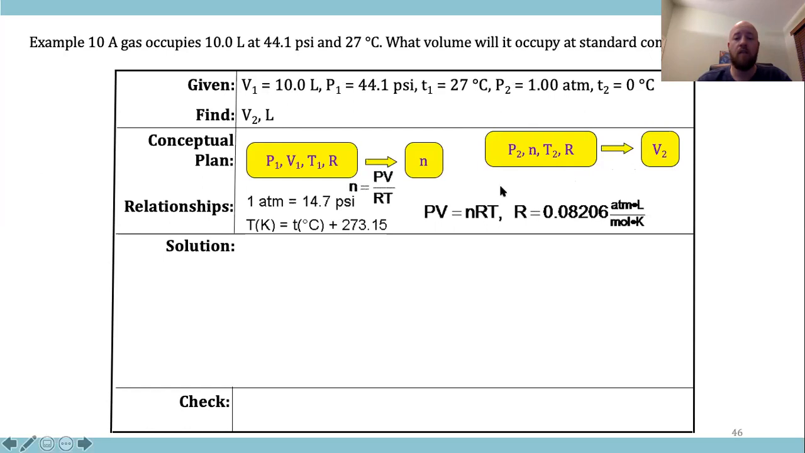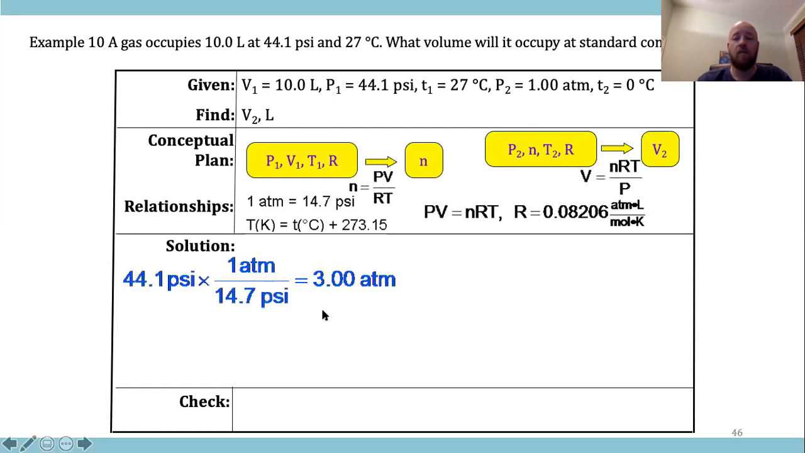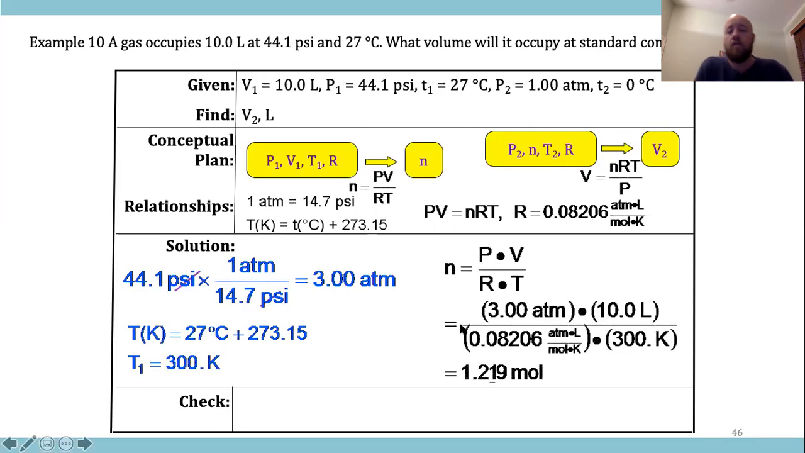Here are the results of their first one. They convert the PSI to ATM and the temperature to Kelvin. This one is just finding out how many moles are in the system. Again, the moles are not changing from condition 1 to condition 2. So at STP, they still have this many moles. It's like a sealed container. Think of it like a balloon, right?